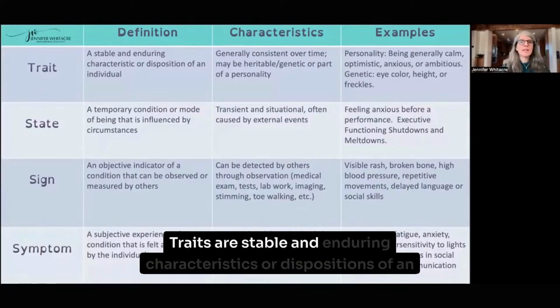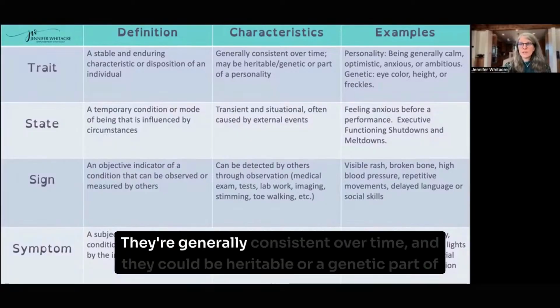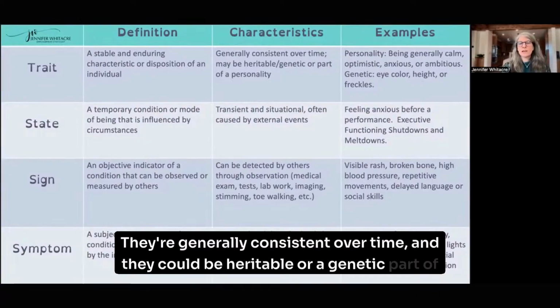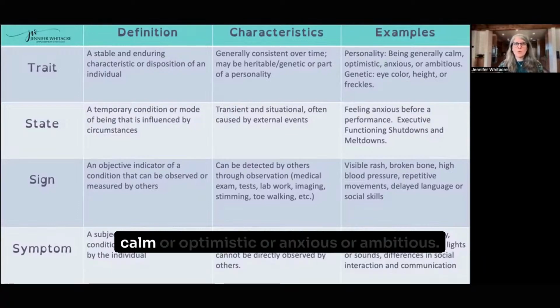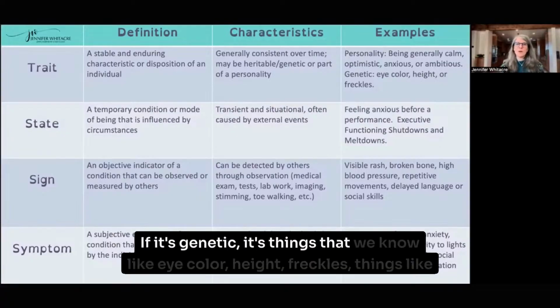Traits are stable and enduring characteristics or dispositions of an individual. They're generally consistent over time, and they could be heritable or a genetic part of a personality. So if they're part of the personality, you might just be throughout your life generally calm or optimistic or anxious or ambitious. If it's genetic, it's things that we know like eye color, height, freckles, things like that.